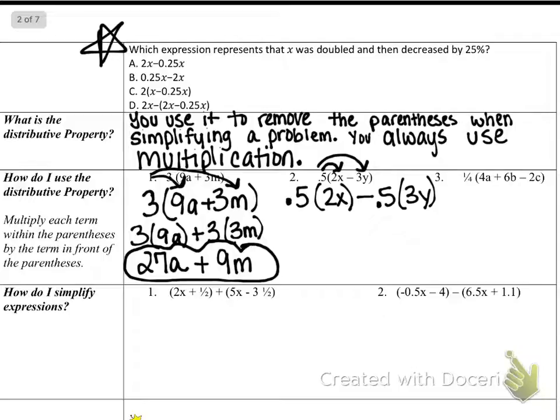Half of 2, 1/2 times 2 is 1, so we're just going to write x. Remember, there's an understood 1 in front of it, so if you wanted to put the 1 there, you totally could, but you do not have to. That's why I'm putting it in red. And then we're bringing down our subtraction sign. Half of 3 is 1.5, so half of 3y is 1.5y. These are not like terms. Therefore, this is my final answer.